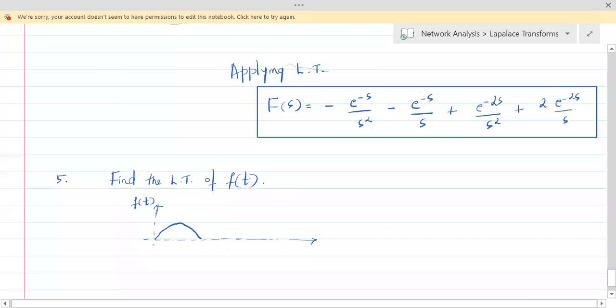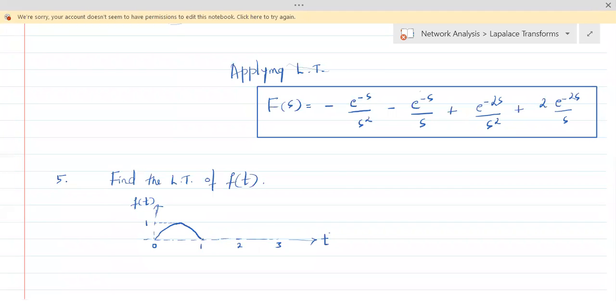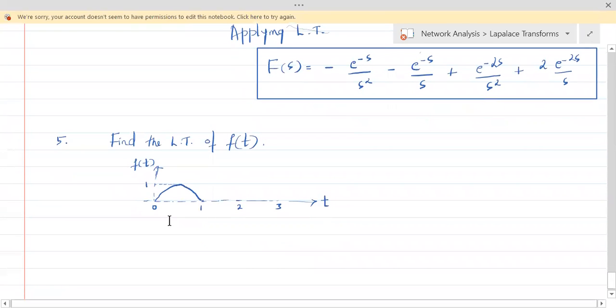What is it? 0, 1, 2, 3, like this, and the amplitude of this is 1. So f of t is given to be just this. If you just observe this, it is a part of a sine signal or cosine signal. You should be able to say. Everybody see here, this is the part given.